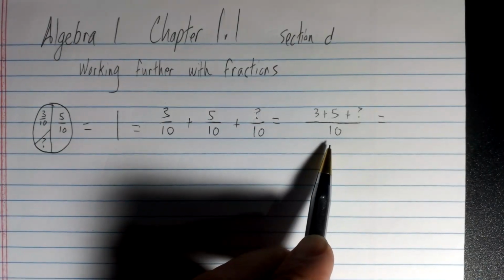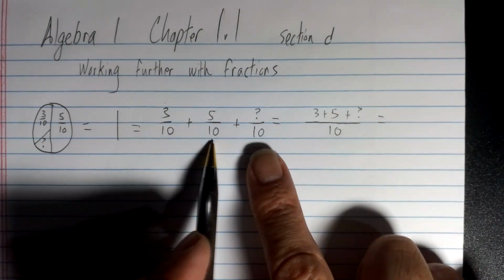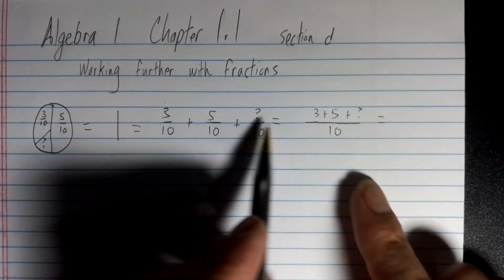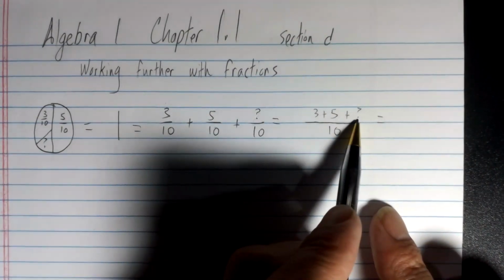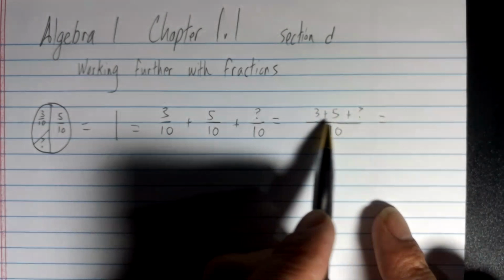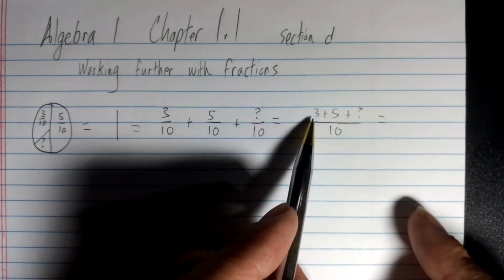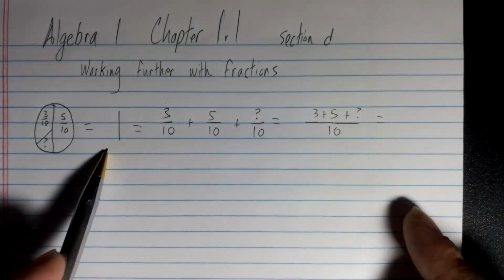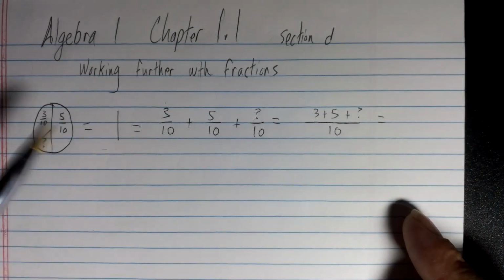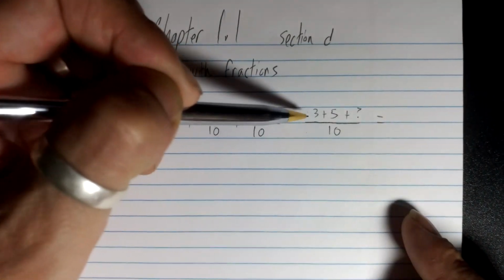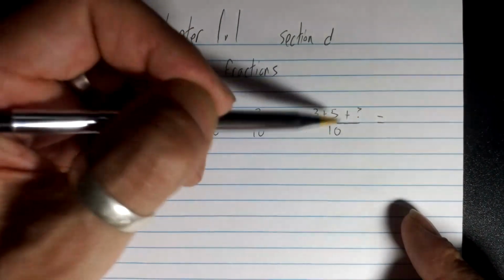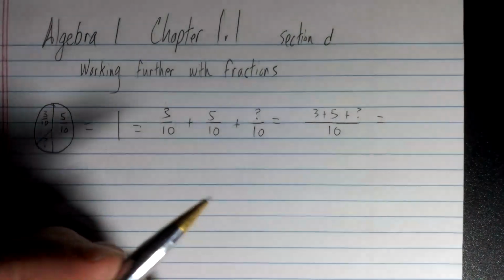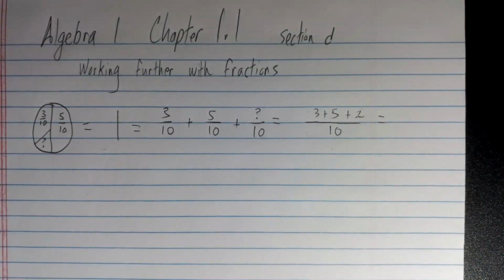Because if we do a little bit of math here, we combine our 10, and on top we combine our numbers: 3 plus 5 plus the question mark. Now, the top has to be equal to 10 if all of this is equal to 1, because the same has to be on the top and bottom. So in order to make this 10, that question mark is going to have to be a 2.